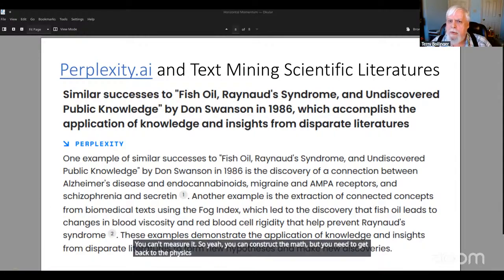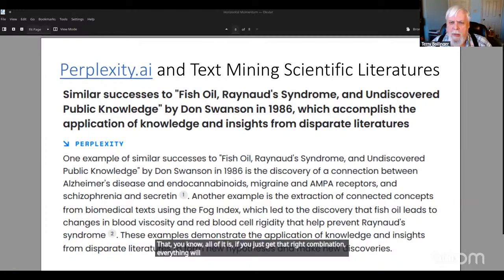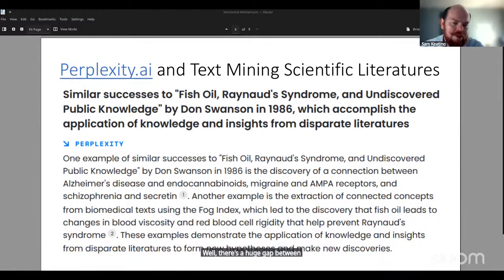But it at least produces incredible confidence that if you just get that right combination, everything will magically fall into place. Well, there's a huge gap between the idea in theory versus in practice or reality.